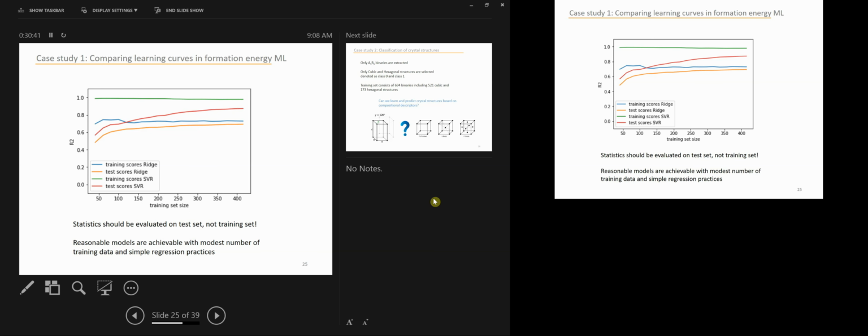Another point that I want to emphasize is that if you look at the green curve here, you see that the support vector regression on training data is almost perfect. And that's another indication that you should really care about evaluating the data on the test set, because the training set here is just simply overfitting. And if you report such a statistic and later use some prediction like a test set here, you see that the performance is not as good. So for this case study, I want to emphasize that we were able to get reasonable models using a very modest number of training data and simple regression practices.